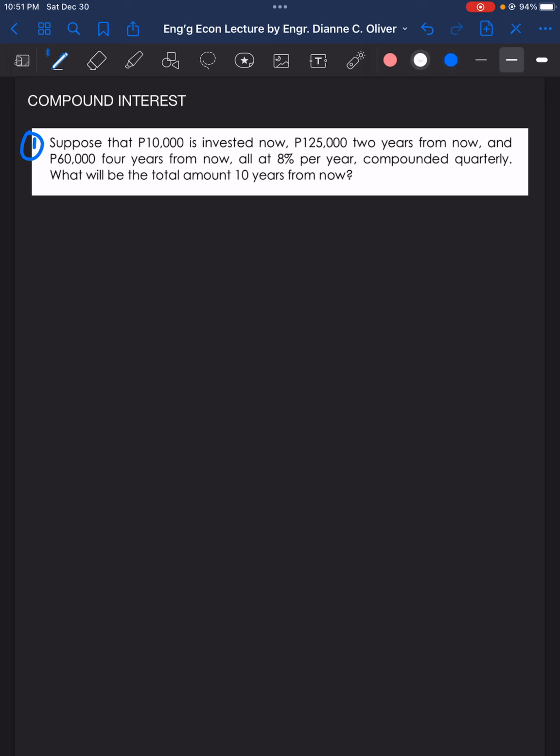So we have here how many different principals. We have 10,000, 125,000, and 60,000 pesos. So that is our P1, P2, and this is the P3. So using the formula for compound interest, F is equal to P times 1 plus i raised to n.